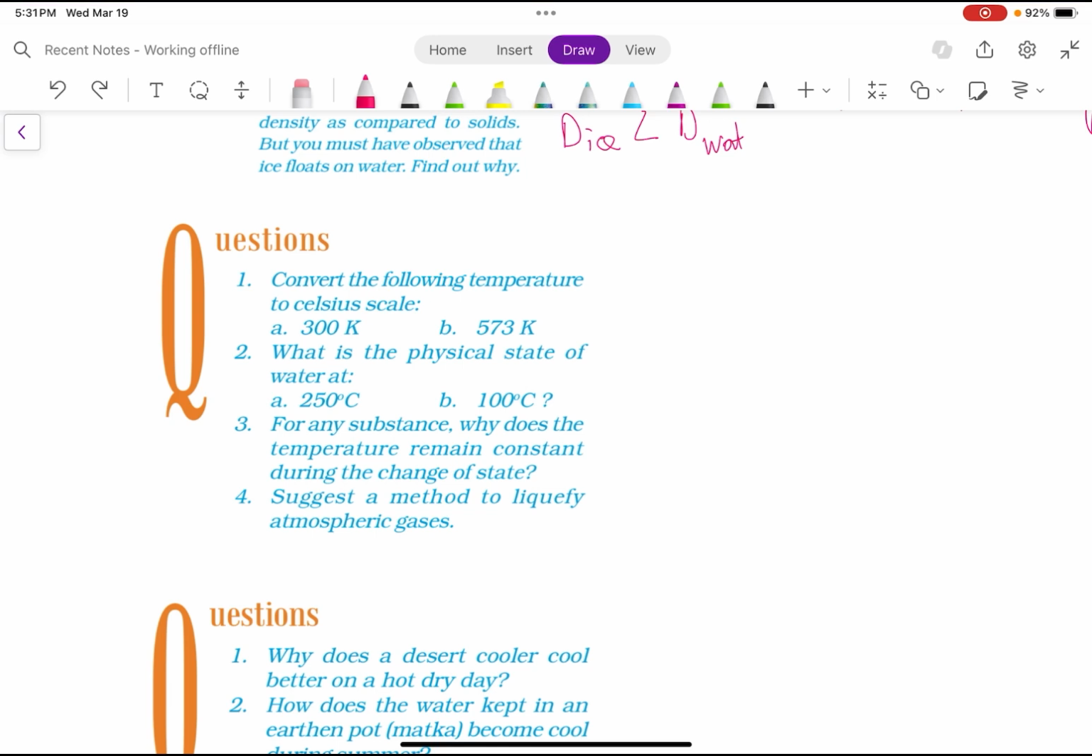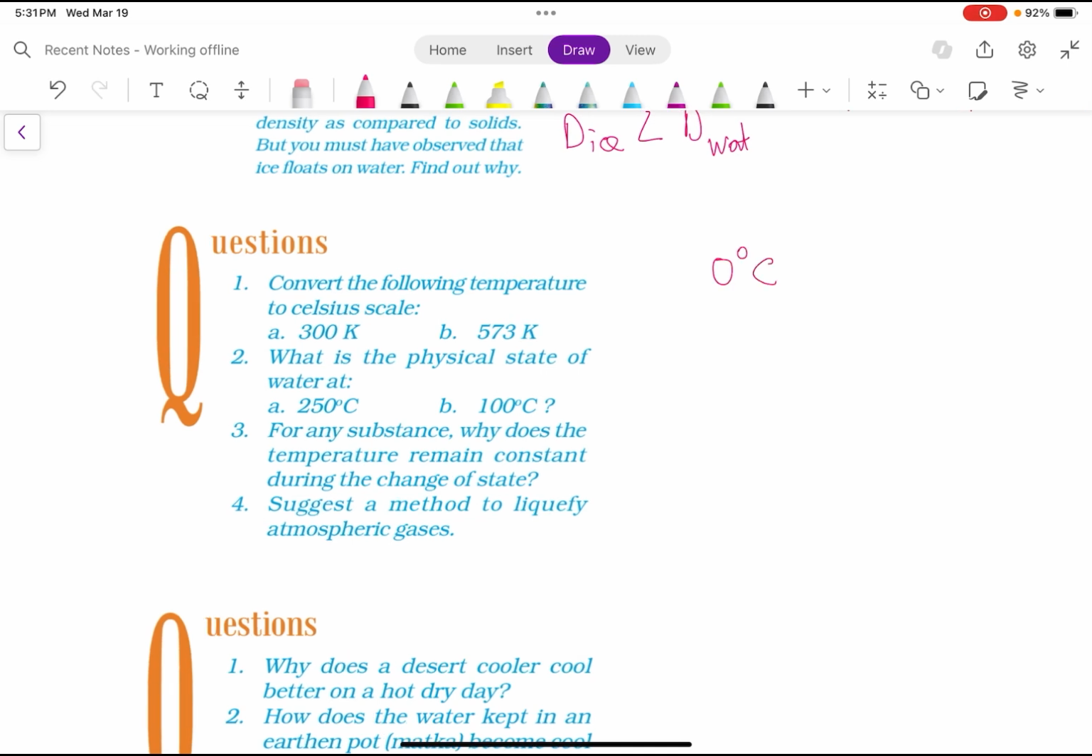The next question is, convert the following temperature to Celsius scale. The first is 300 Kelvin. We know that 0 degrees Celsius is equal to 273 Kelvin. On the RHS, we can subtract 273 Kelvin and add 300. Here also we can subtract 273 and add 300.